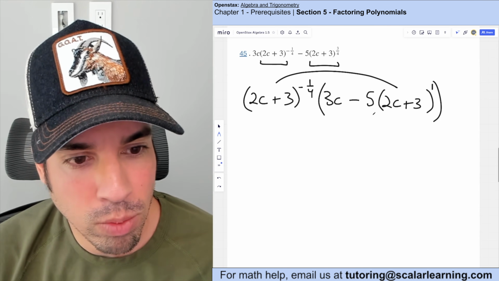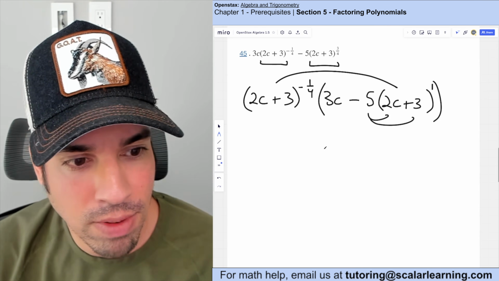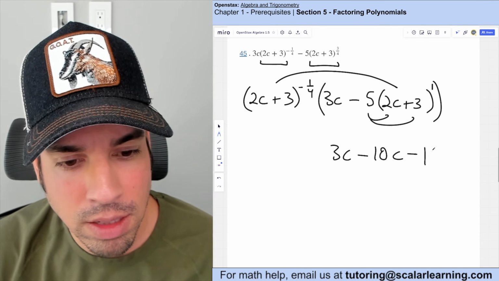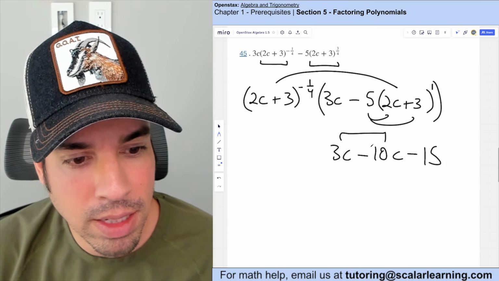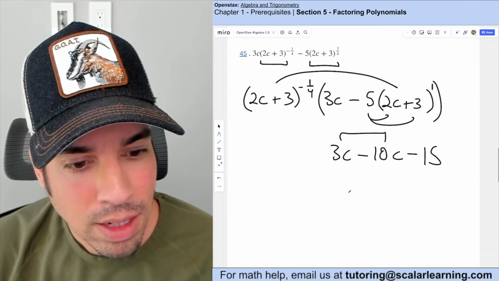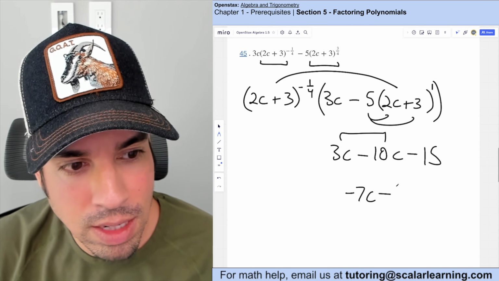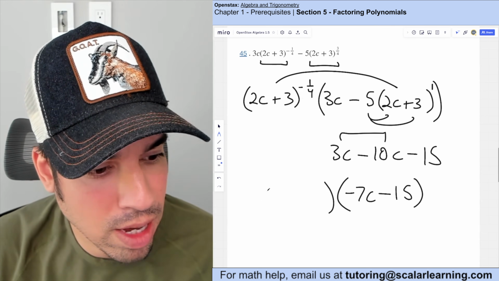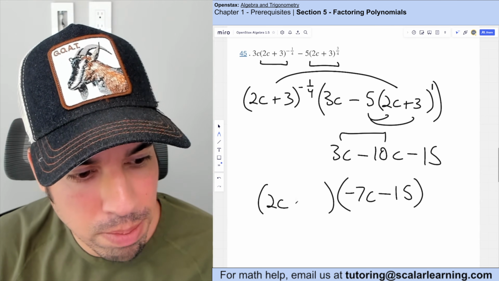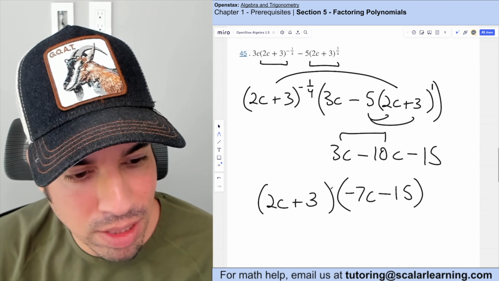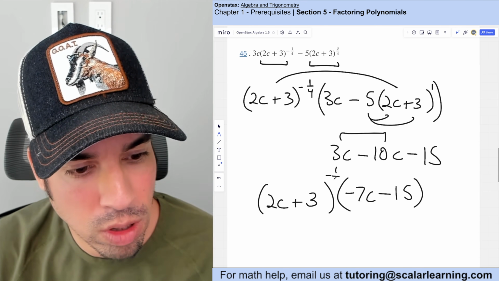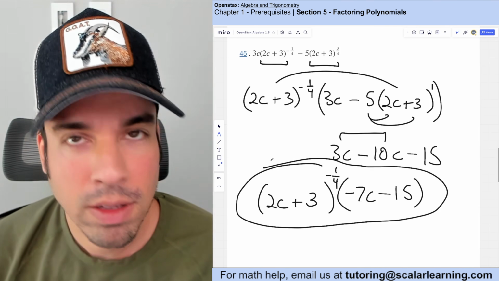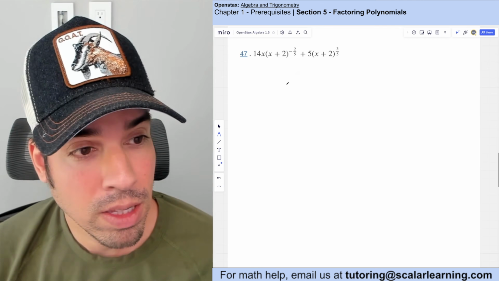Now I can simplify what's inside by first distributing the negative 5. So then I have 3c minus 10c minus 15. Then I'm going to combine these. 3c minus 10c is negative 7c minus 15. And then this is going to still be multiplied by that original binomial, 2c plus 3 to the negative 1/4. And this is the final factored form. Done.